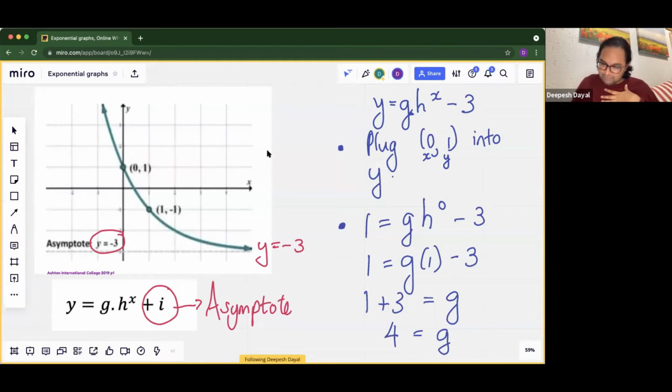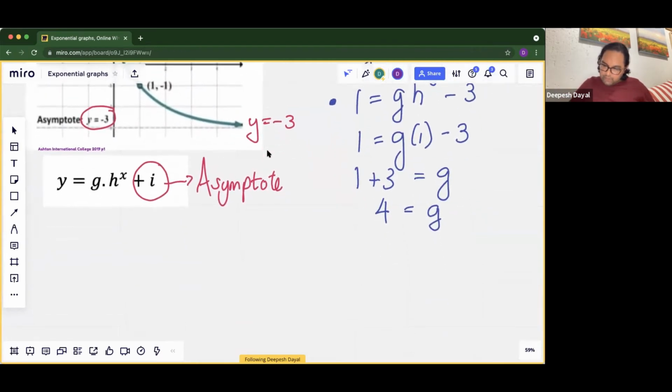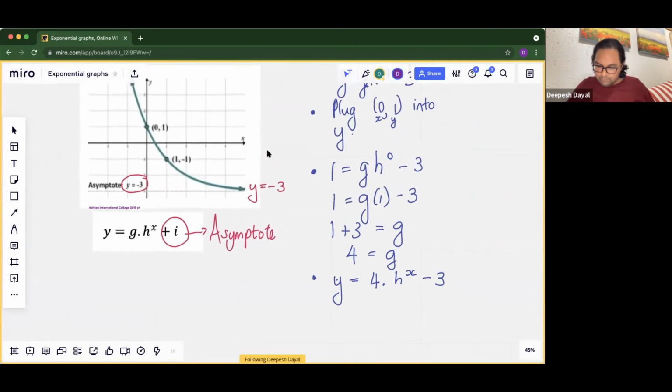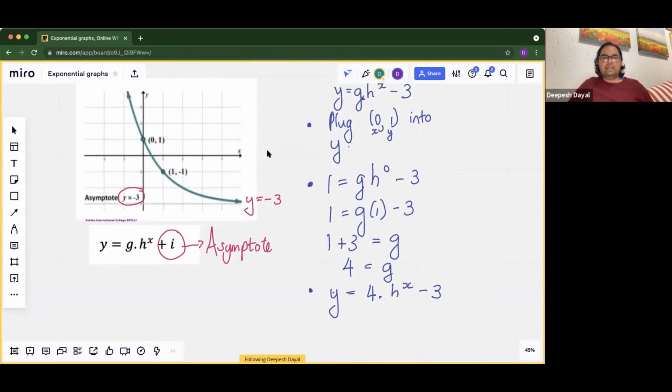So now we've got G and we've got I. So the last thing we need to find is H, right? So we need to find H. Now let's see, what do we have so far? We've got Y equals 4, which is the G, H to the X minus 3. What point can we now plug in? What point do you now want to plug in?